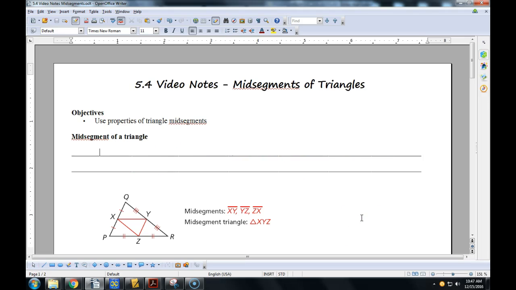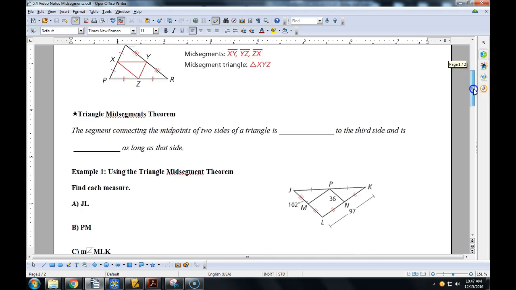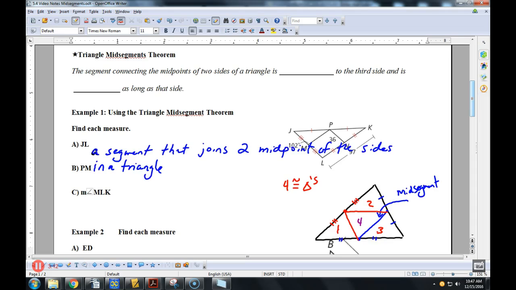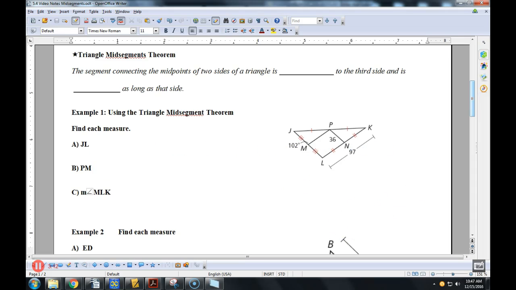But let's scroll down and let's get into probably the most important part, and that's the midsegment theorem. So there is a triangle midsegment theorem, and here's what it says. It says the segment that connects the midpoints of the 2 sides of the triangle is parallel to the 3rd side and is half as long as that side. Half as long as that side.